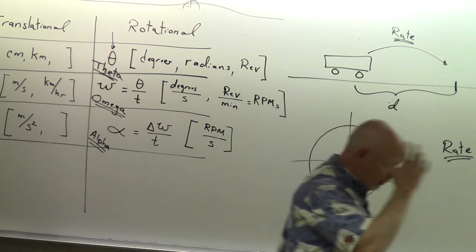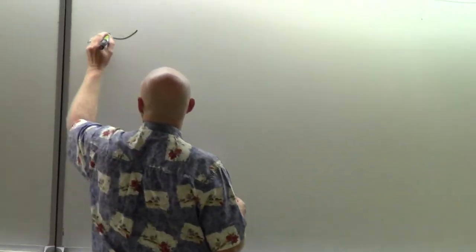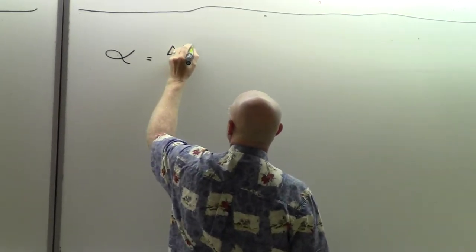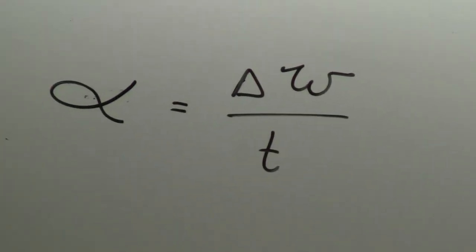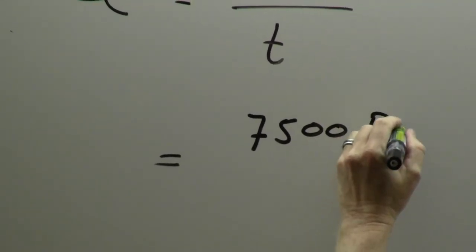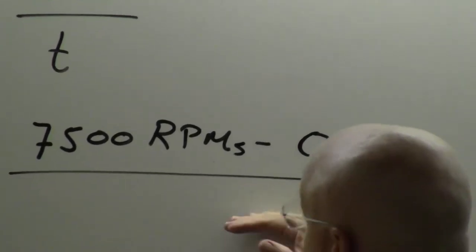And so if I was curious, what is the angular acceleration of my hard drive? I would then, in the numerator, say, well, what is the change in the angular speed? Okay, so it would be 7,500 RPMs once it gets up to speed. And it would have started at zero. And so the change is 7,500 RPMs.